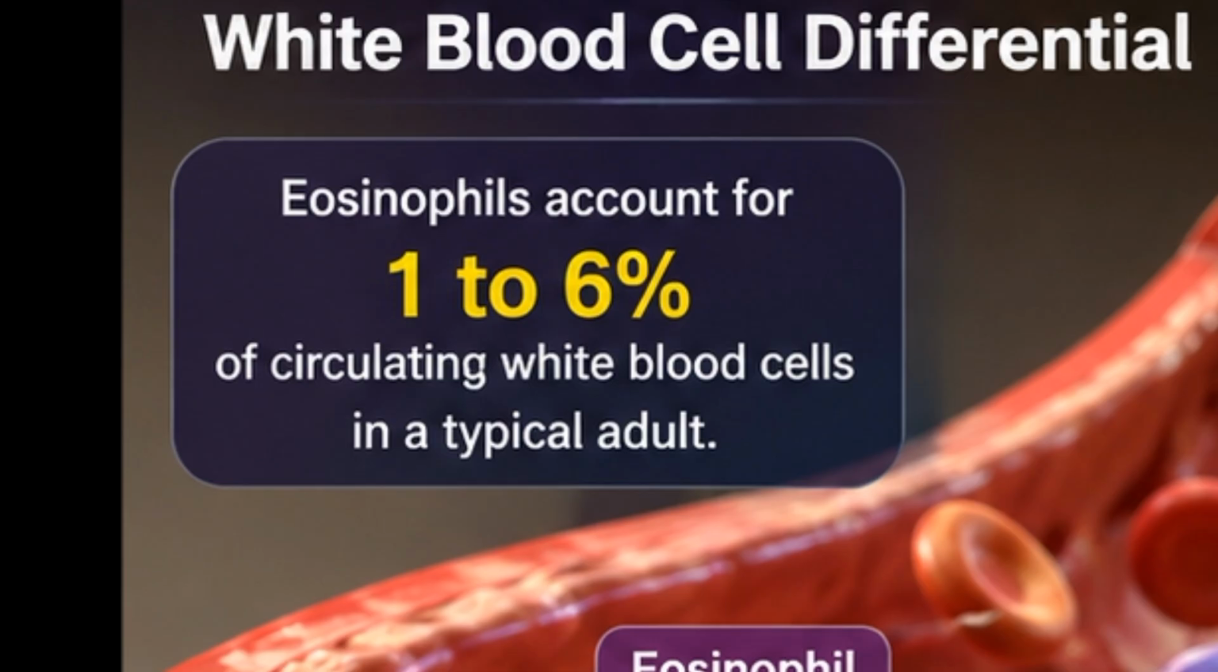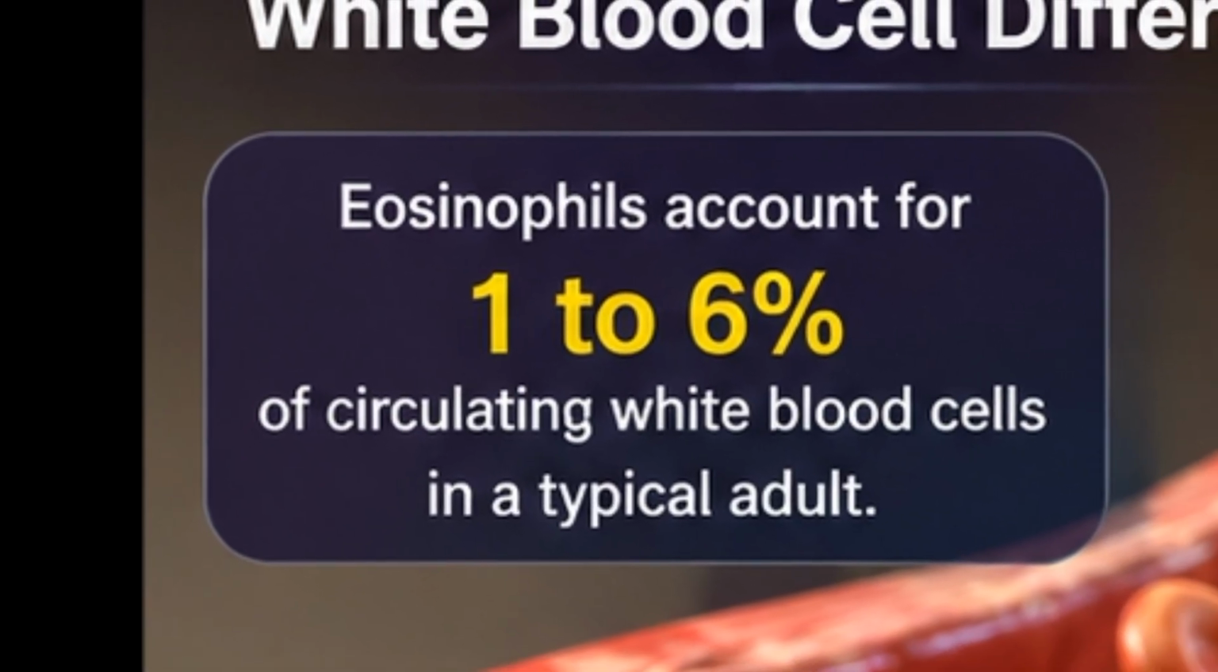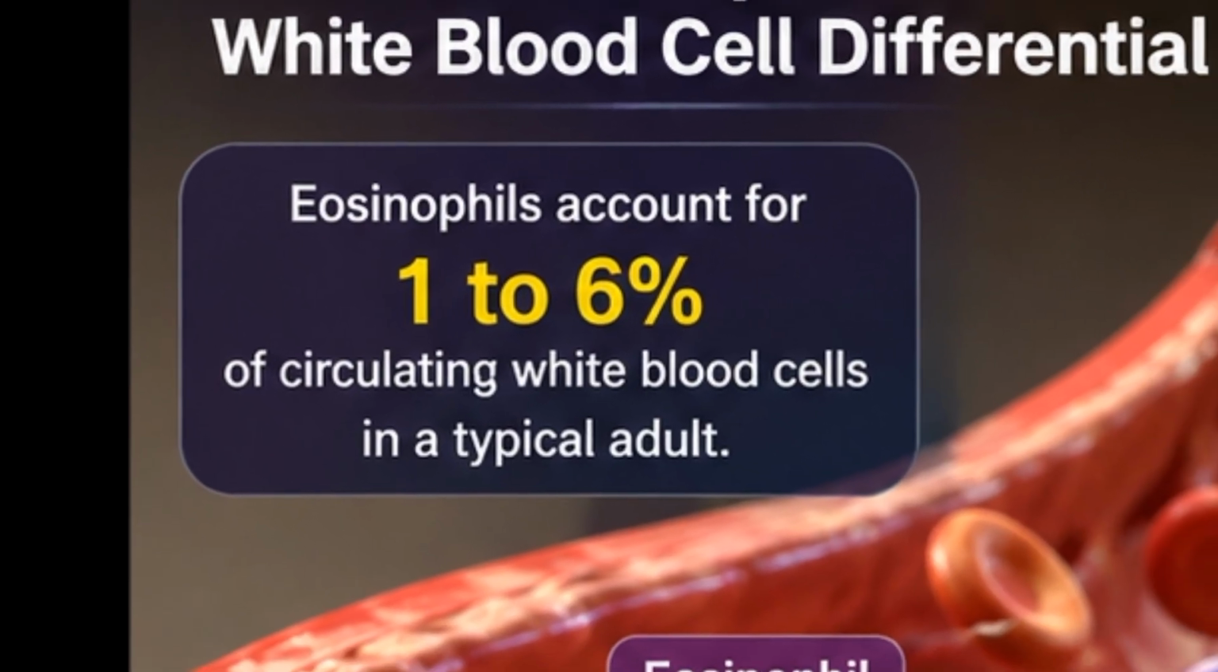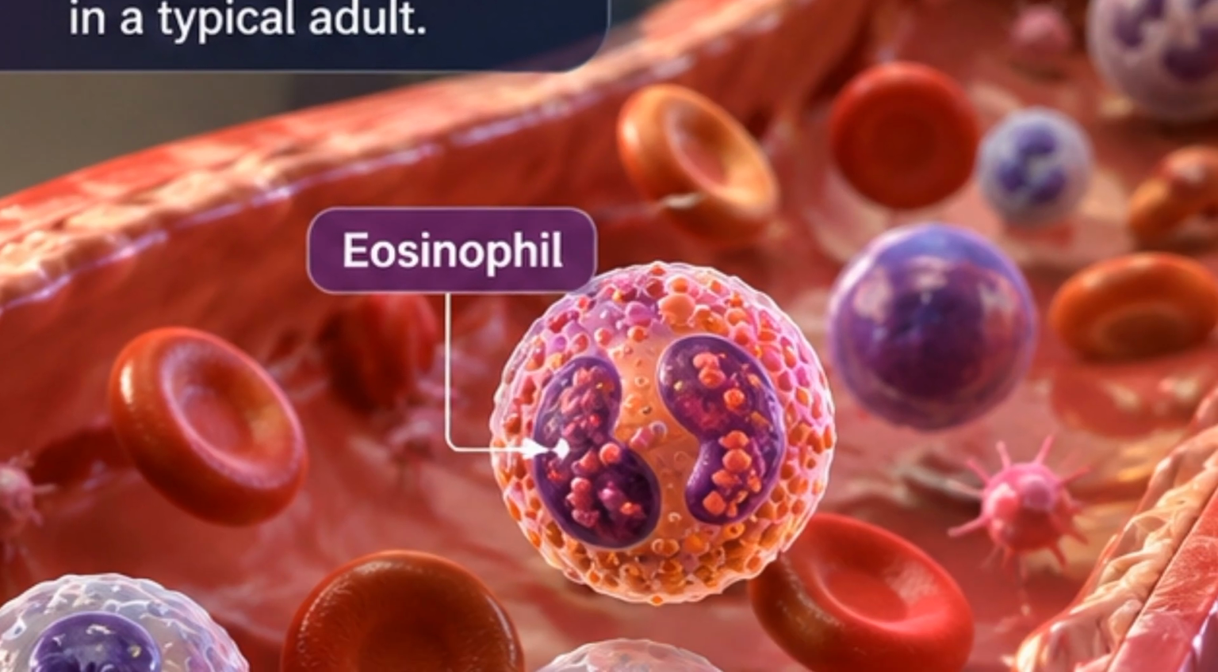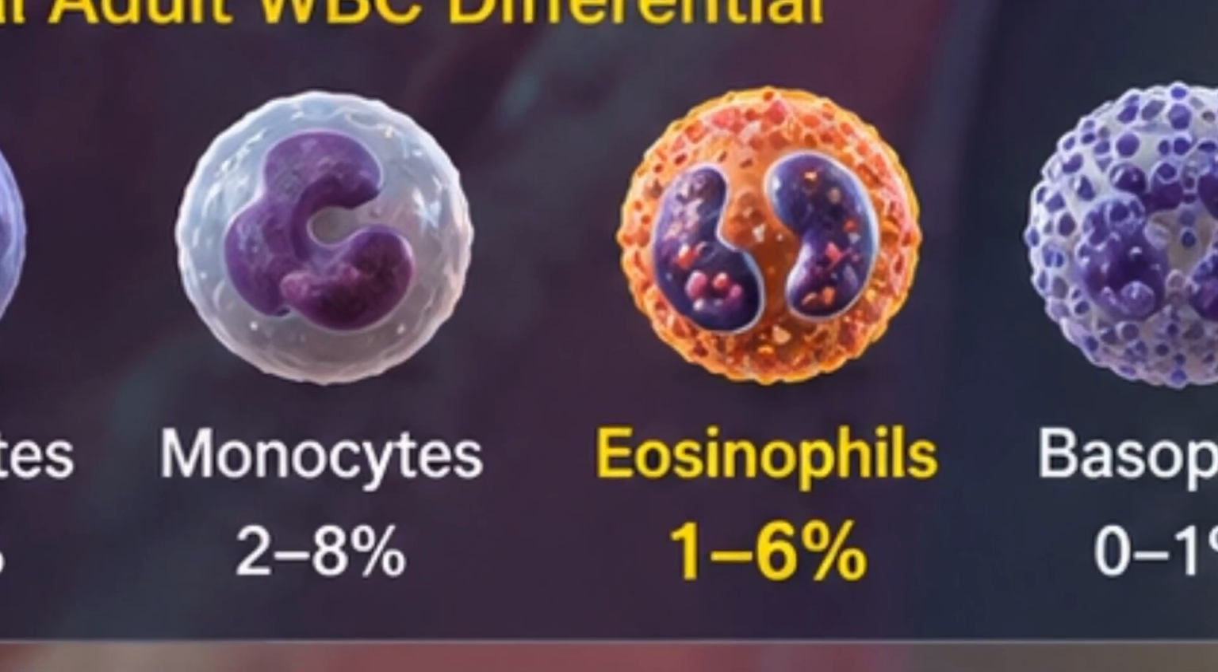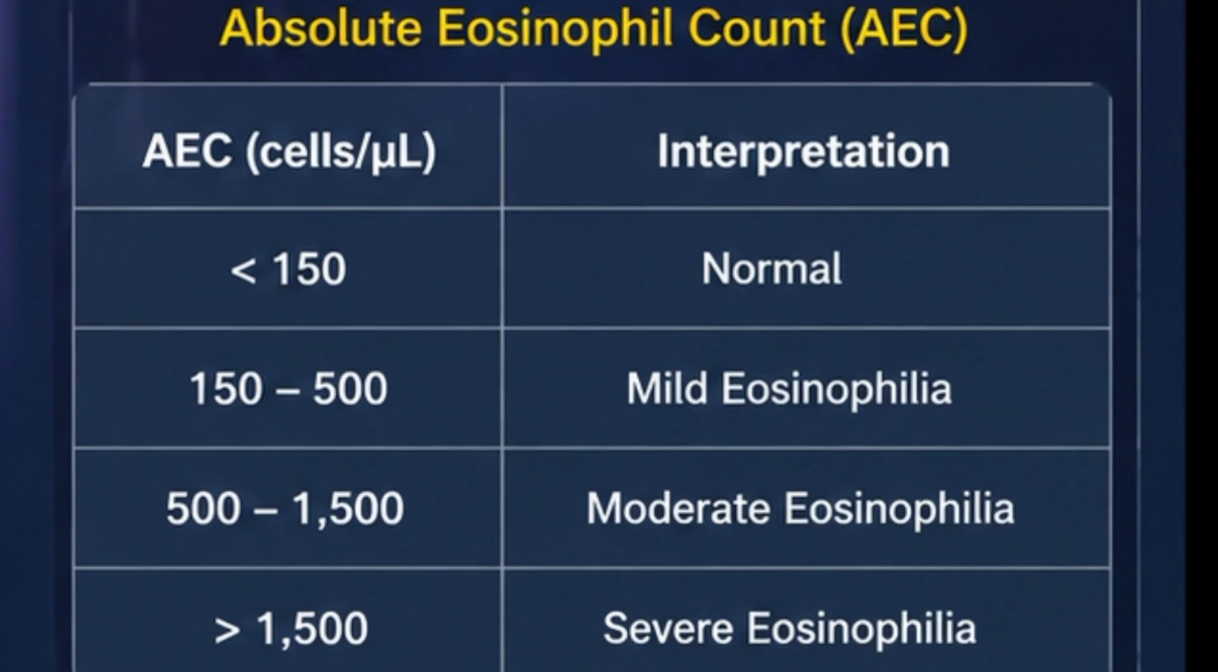In a typical adult white blood cell differential, eosinophils account for approximately 1 to 6% of circulating white blood cells. The eosinophil percentage is useful, but the absolute eosinophil count, or AEC, provides a more direct measure of the number of eosinophils in the blood.